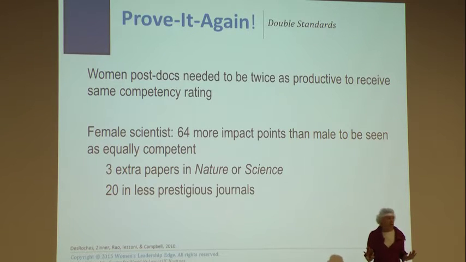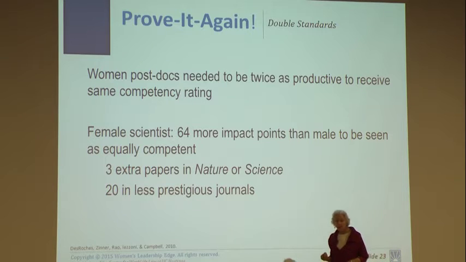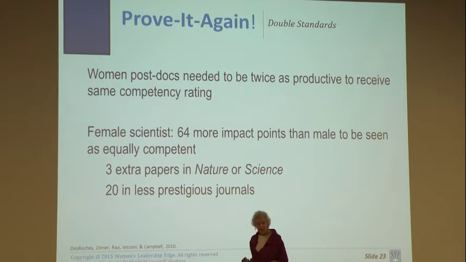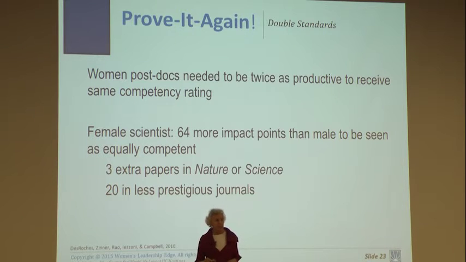And here's a study of what's called double standards in the academy, again in a STEM context. Women postdocs needed to be twice as productive to receive the same competency rating. And a female scientist needs 64 more impact points than a male to be seen as equally competent. That means 3 extra papers in Nature or Science, or 20 in less prestigious journals. These are very concrete, measurable effects.